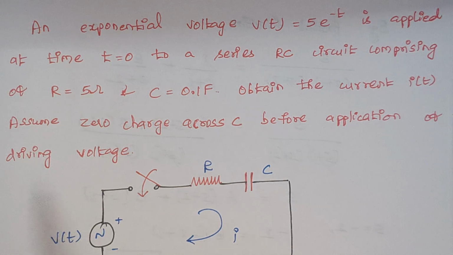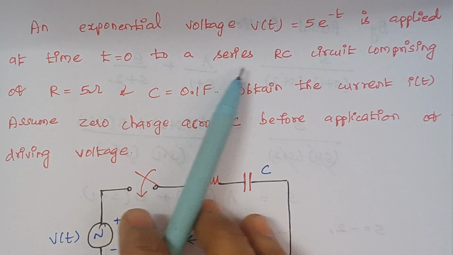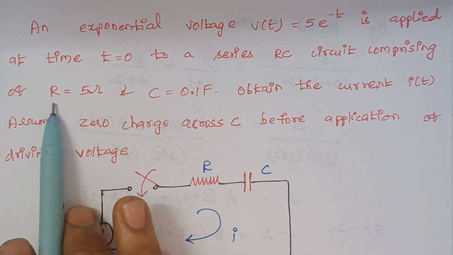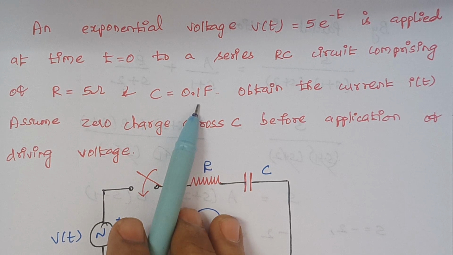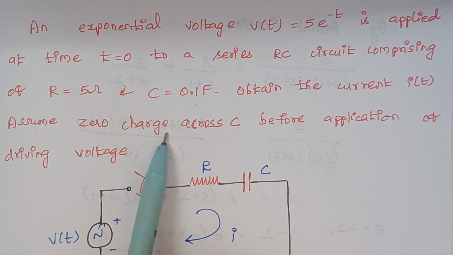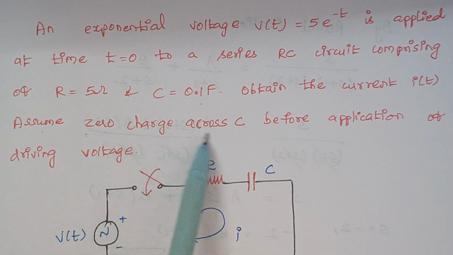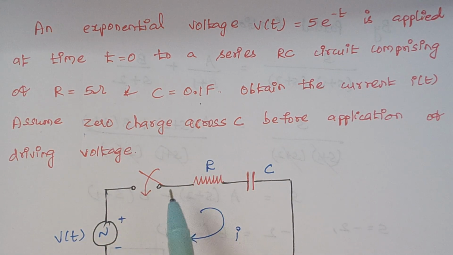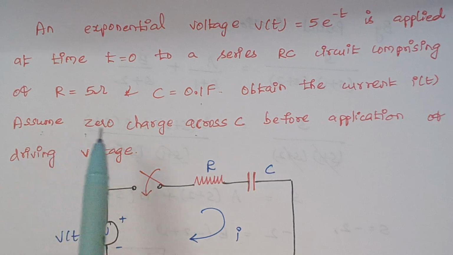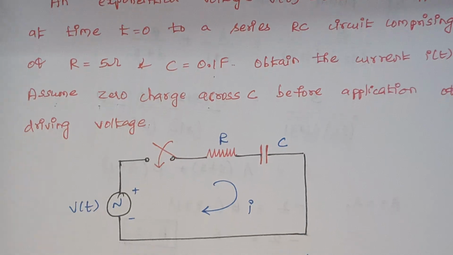Our next problem is: an exponential voltage is applied at time t equal to 0 to a series RC circuit comprising R equal to 5 ohm, C equal to 0.1 farad. Obtain the current i of t. Assume zero charge across C before application of the driving voltage. So here this is an RC circuit and we are having a source voltage, and there is no initial voltage across the capacitor. That is what is mentioned here: assume zero charge across C. So here this is your circuit diagram.